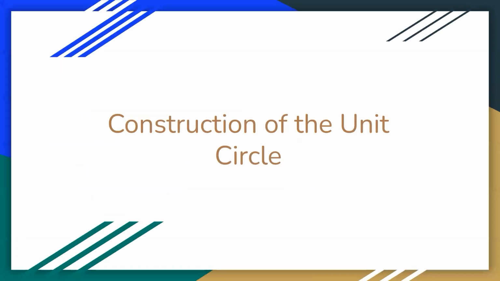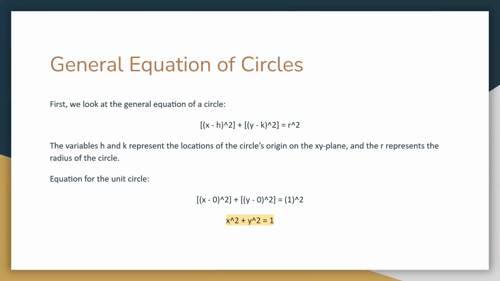So how do we make the unit circle? We're going to go over the construction of the unit circle. First, we have to begin with the general equation of circles. If we look at the general equation here, we see that we have x minus h to the second power plus y minus k to the second power equals r to the second power.